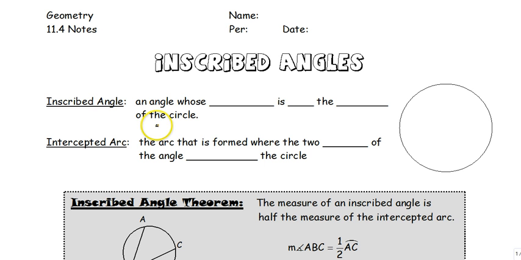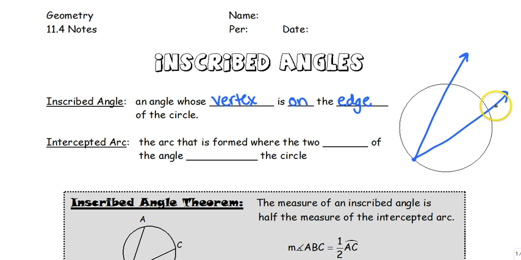An inscribed angle is an angle whose vertex is on the edge of the circle. So if we look at our circle to the right, we're going to go ahead and draw an inscribed angle. If we want the vertex to be on the circle, let's say this is the vertex. This right here is going to be the inscribed angle. Again, you see that the vertex of the angle is on the actual circle itself.